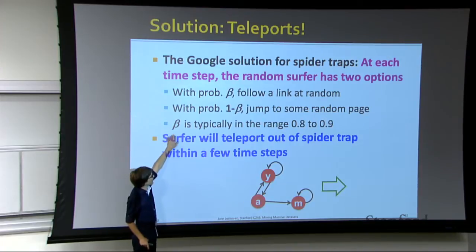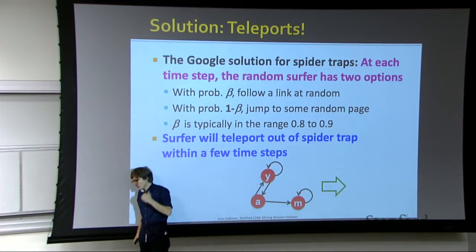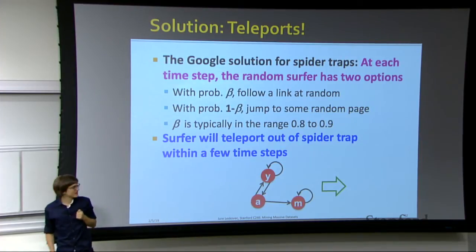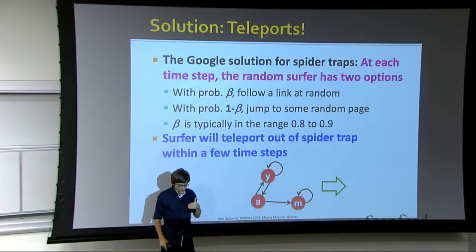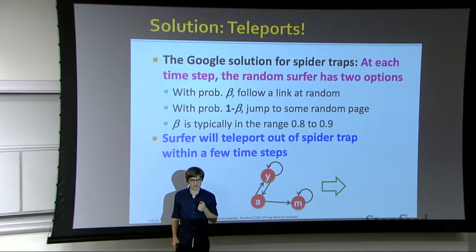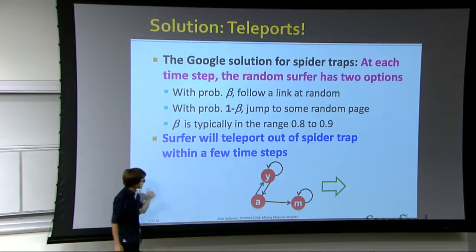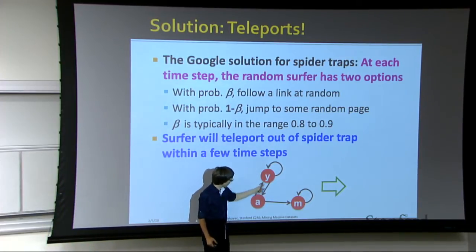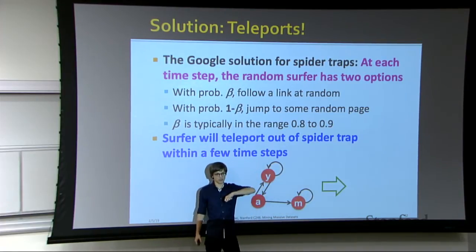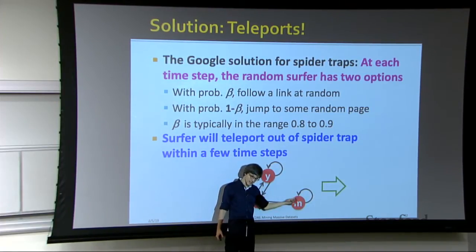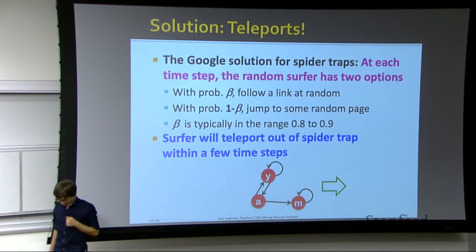Typically, beta is set to be somewhere between 0.8 and 0.9. So 0.85 is kind of the best thing to set, which basically means that the random walker on average makes 5 steps and then teleports, okay? So now, why will this work with spider traps? Because the random walker can walk, gets into the M, and after a few steps, it will teleport out. So the random walker can always escape with some probability because of the teleportation, right?